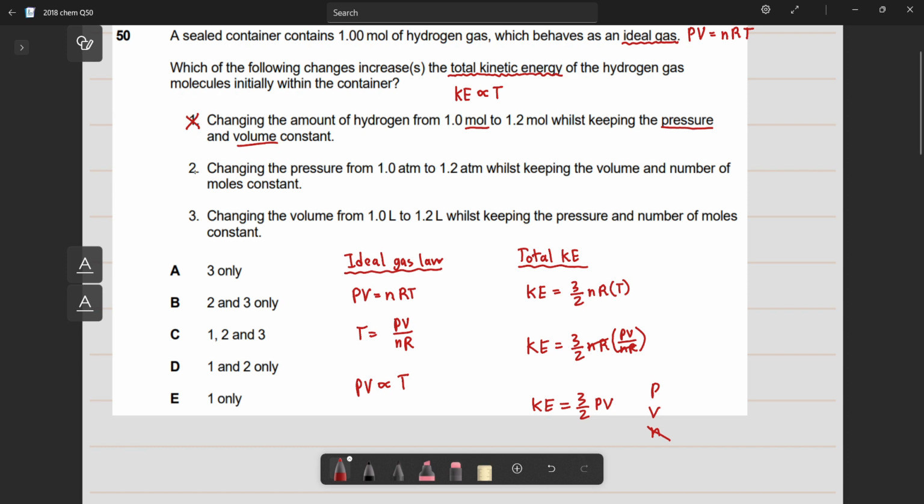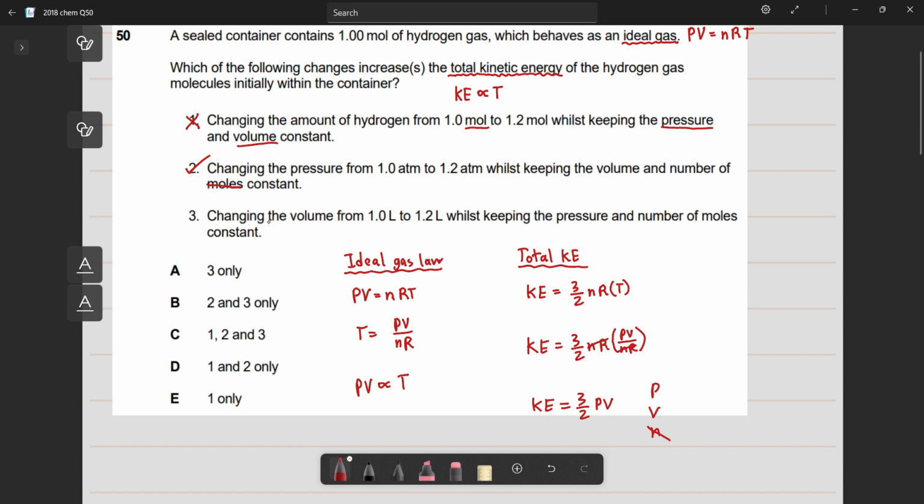Moving to statement two: changing the pressure from 1 atm to 1.2 atm while keeping the volume and number of moles constant. So yes, the pressure is being increased while keeping the volume and number of moles constant. Even though the volume is constant and we ignore the moles, the statement is still valid. The pressure is being increased, so the kinetic energy will also increase.